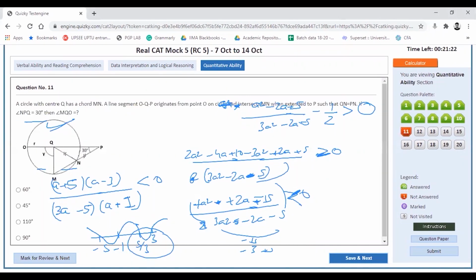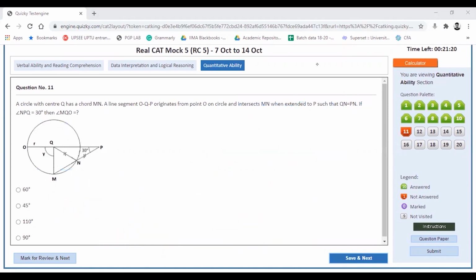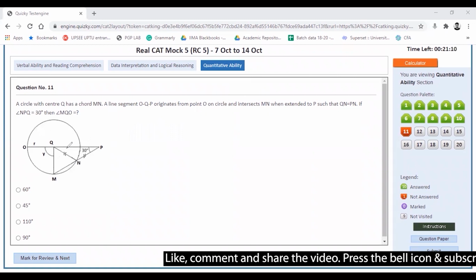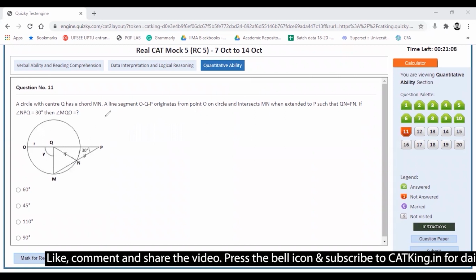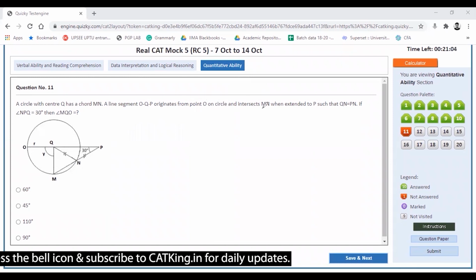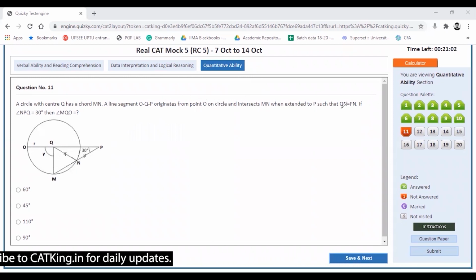We are going a bit smoothly here. That's good for us. Okay, now here comes geometry. Circle has been given with Q as a chord, MN is a chord. Okay, this is a straight line segment OQP, and it meets MN when extended to P. QN is equal to PN. Okay, NPQ is 30, MOQ. We need this angle.